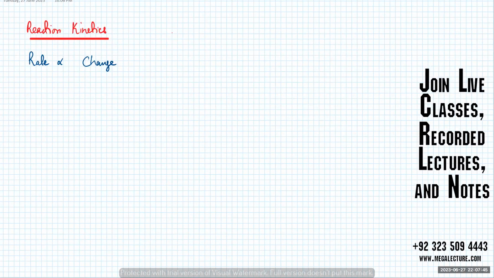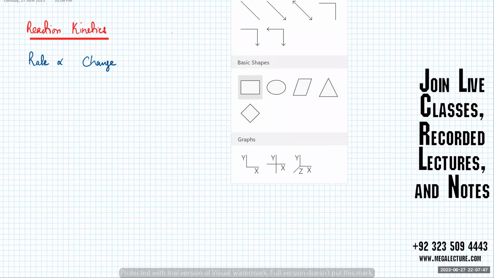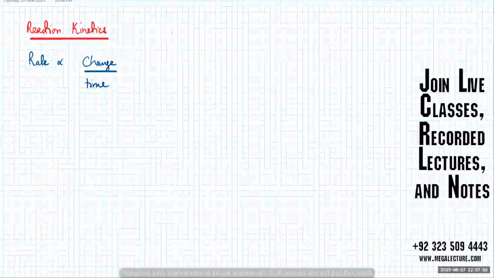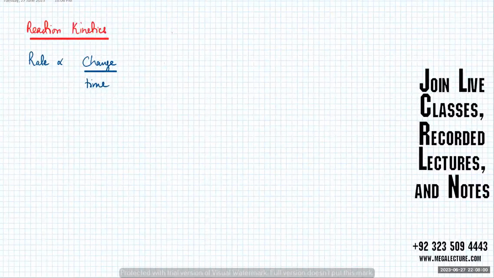That's what rate is. So how quickly some change happens. Now in a chemical reaction, you can define speed by any change. Every reaction has something changing when it's happening. That change could be anything.